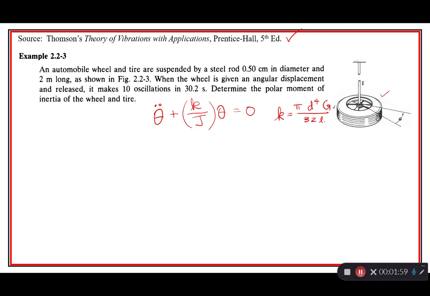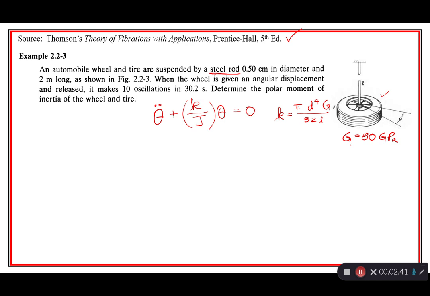We can look up the values. The G we can get because it says it's a steel rod. It's going to be 80 gigapascals. That's the modulus of rigidity, by the way, if you can't remember that. It's the second cousin to the Young's modulus, but it's the shear version, if you will. Remember, there's a relationship between Poisson's ratio, Young's modulus, and the modulus of rigidity.